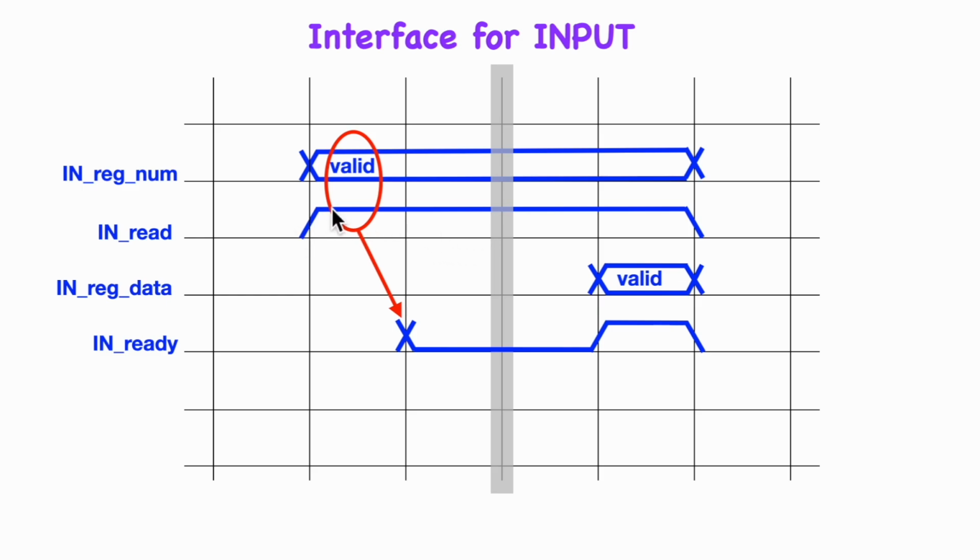The core will raise this read command line and will keep it high until the peripheral device provides some data. At the same time, it will provide the register number that we're trying to read from, and this will also stay valid through this period. The device itself will keep the ready line low until it has the data to give back to the core. So when the data is valid, it will also raise the ready line for 1 cycle.